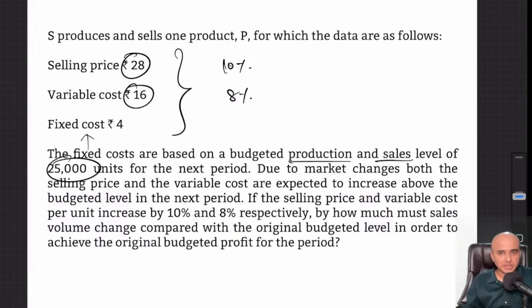But if it increases, then they will not be able to achieve the budgeted profit, which will go against their proposal. So therefore what they're asking us to find out is how much the sales volume should change, how much extra should we sell or less should we sell to make sure that the original budgeted profit remains the same. So for that to happen, we have to find out the original budgeted profit, and then we'll have to see how much should we change so that the profit remains the same. It's not a difficult problem, it's mostly a math related problem. Let us see how to work it out.